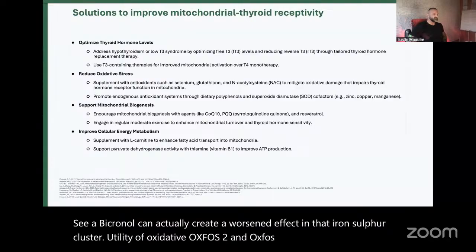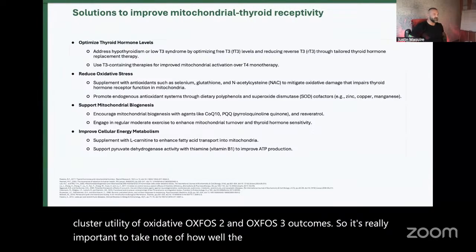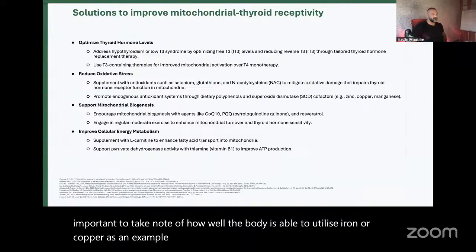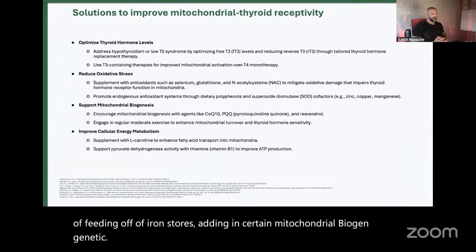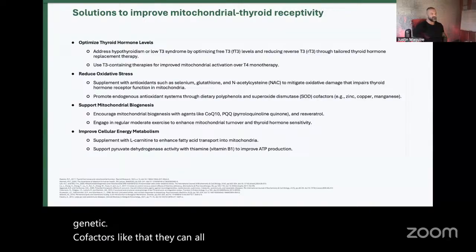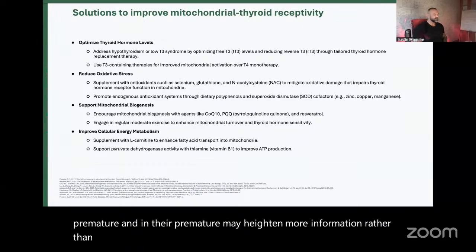So it's really important to take note of how well the body is able to utilize iron and copper. As an example, in a certain scenario whereby bacteria might be feeding off of iron stores, adding in certain mitochondrial biogenetic cofactors like ubiquinol, CoQ10 may actually prove to be premature, and in their prematurity may heighten more inflammation rather than actually supporting mitochondrial regeneration.